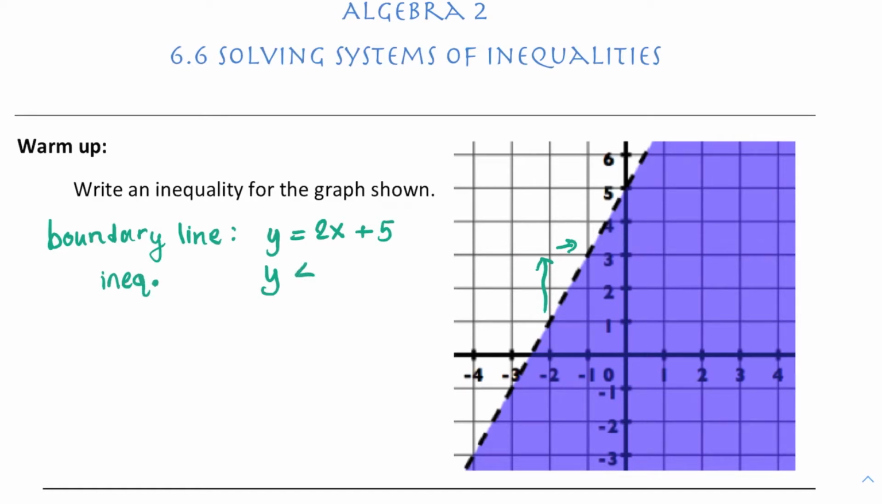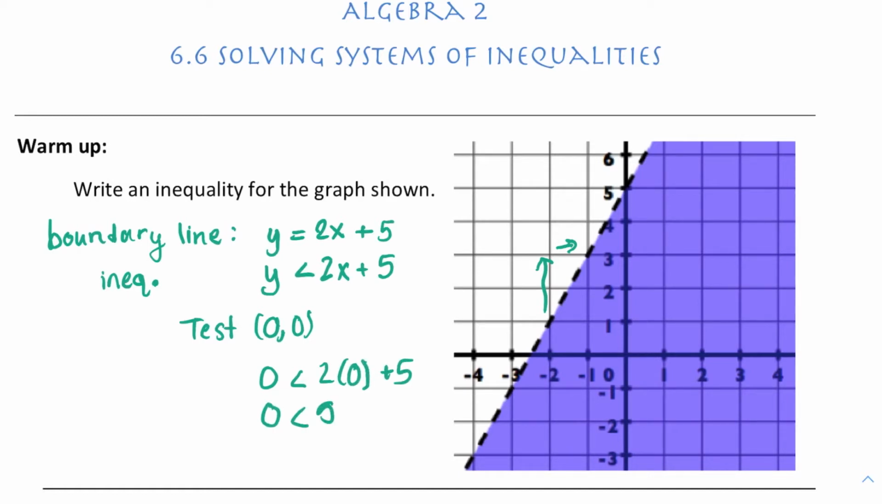So let's say maybe it's less than 2x plus 5. Check that and see if it works. If it doesn't work, it would need to be greater than instead. So test a point that's not on my boundary line. I'm going to do 0, 0. If I plug that into my potential inequality, I get 0 is less than 5, which is a true statement. So the inequality that I wrote works.